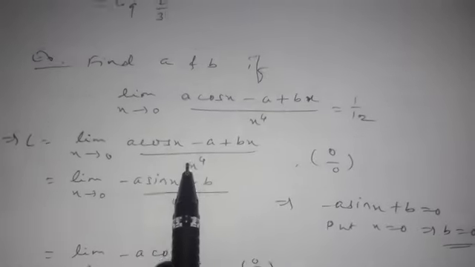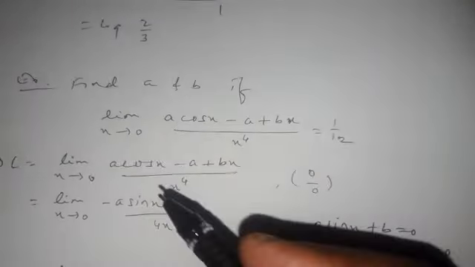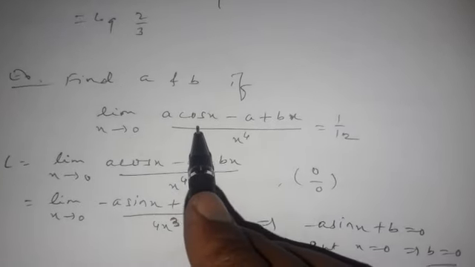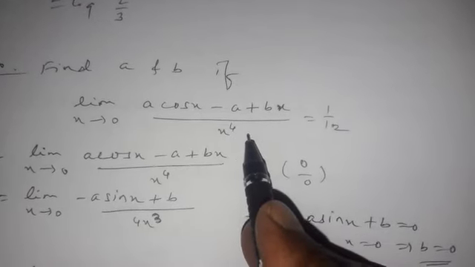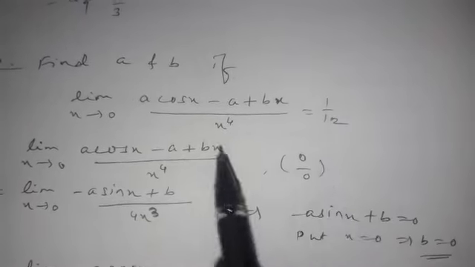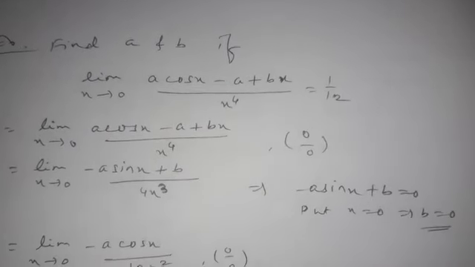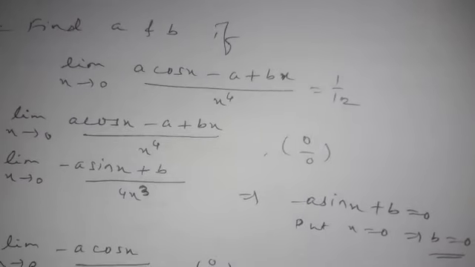Now we will take an example to find the values of a and b if some limit is given. So here, find a and b if limit x tends to 0, a cos x minus a plus bx upon x raised to 4 is equal to 1 by 12. Here the denominator is x raised to 4, so keep in your mind that you have to use L'Hospital rule that many times.